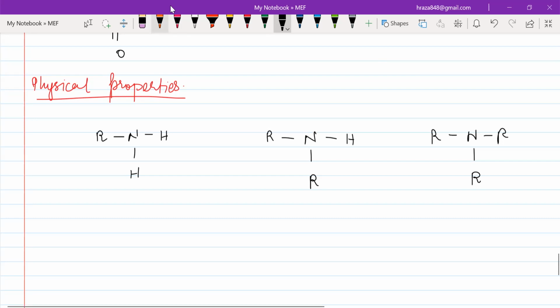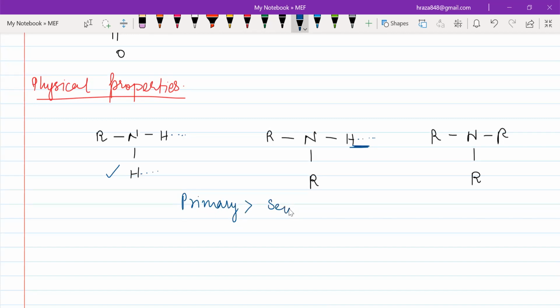So if you are going to dip this in water, it's very easy. Hydrogen bonding can form from here. That means there will be two hydrogen bonds. Here it can form from only one side, because one hydrogen is there and there is no side. So the hydrogen bonding tendency is primary, then secondary, and then tertiary. The one which makes more hydrogen bonding will be more soluble in water. Is that clear? Yes, sir.